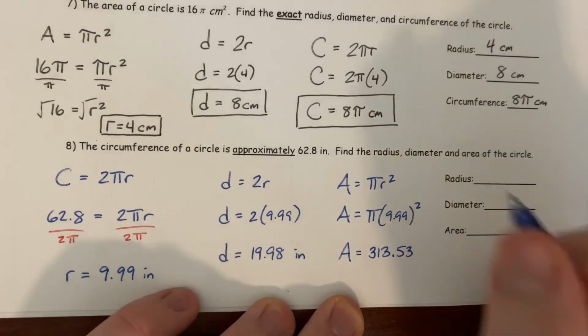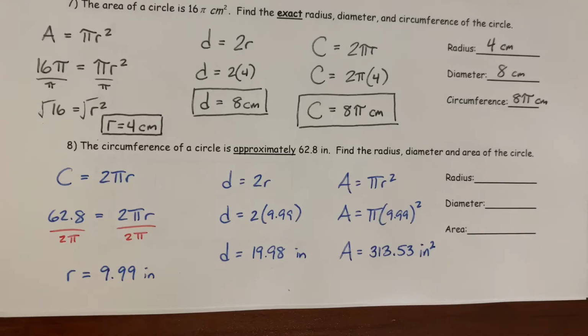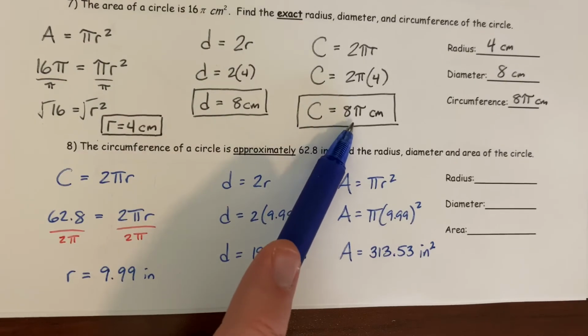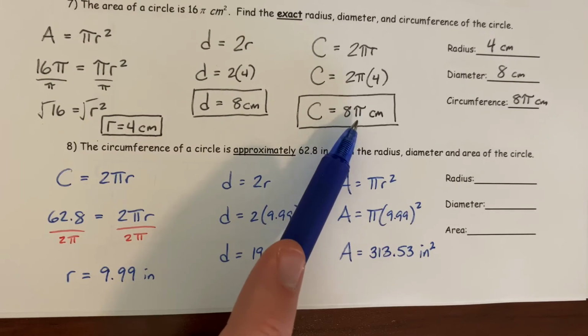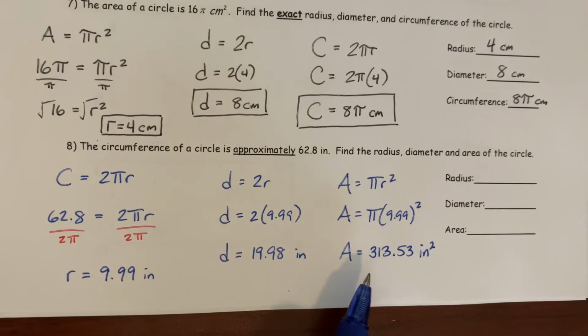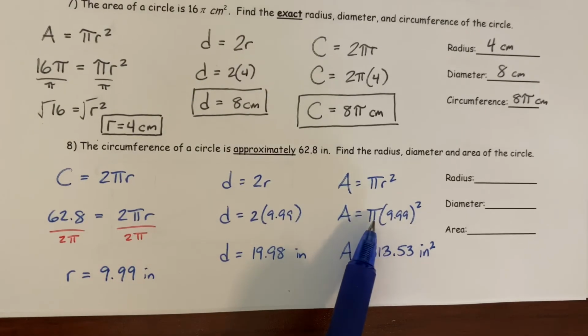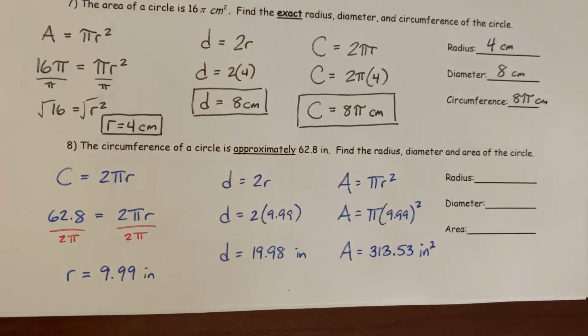313.53 inches squared. Please remember, first of all, that area is in square units. And second of all, please remember, an exact answer is one that still has pi in it. Your approximate answer doesn't. So you don't need to write 313.53 pi. In fact, you shouldn't, because that's wrong. You've already multiplied by pi in doing this math right here.